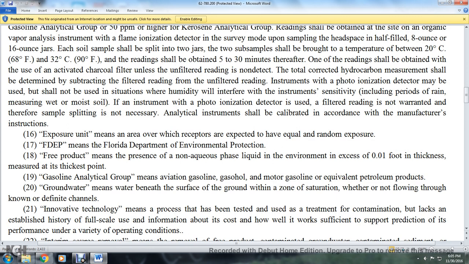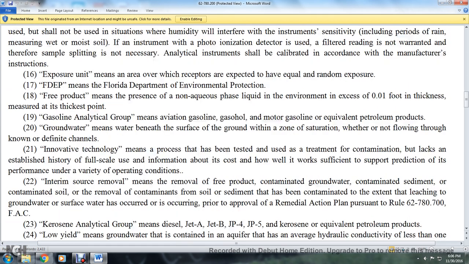Groundwater means the water beneath the surface of the ground within the zone of saturation, whether or not flowing through known and definite channels. Innovative technology means a process that has been tested using treatment for the contamination, but lacks an established history of full-scale use, and the information about the cost and how well it performs is not sufficient to support prediction of the performance under a variety of operating conditions.